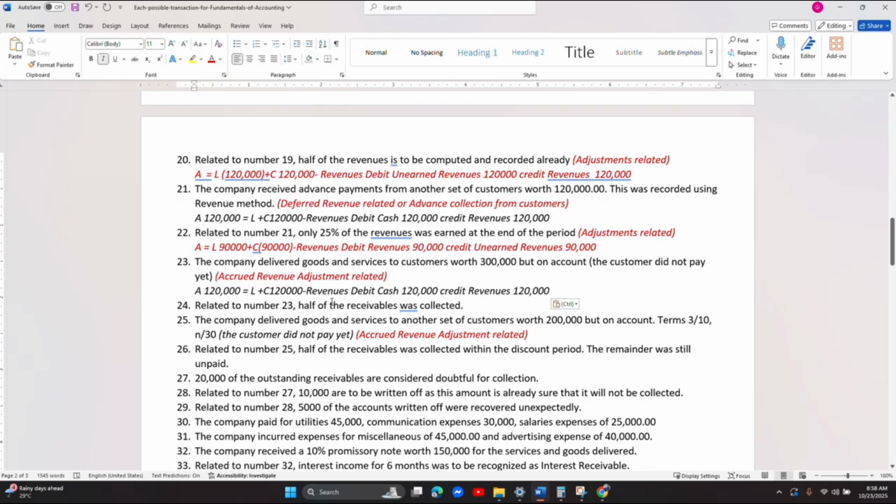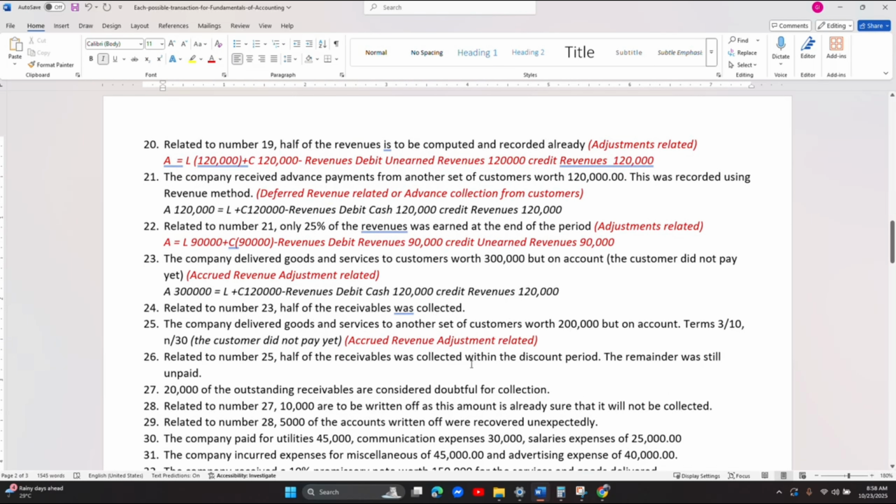We will have an increase in assets worth 300,000, and of course 300,000 also on the capital because of revenues. Actually, we are recording revenues even if we did not yet receive any payment from the customer, and that is because of the accrual. Revenues are recognized when earned, regardless of when collected from the customers.